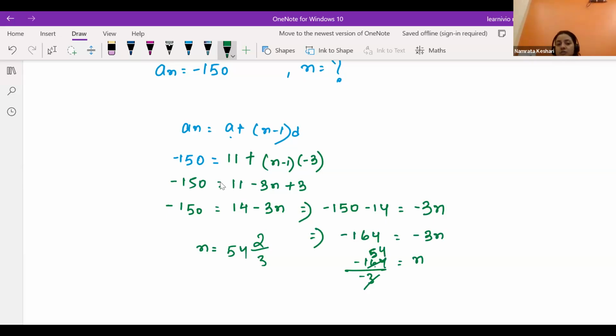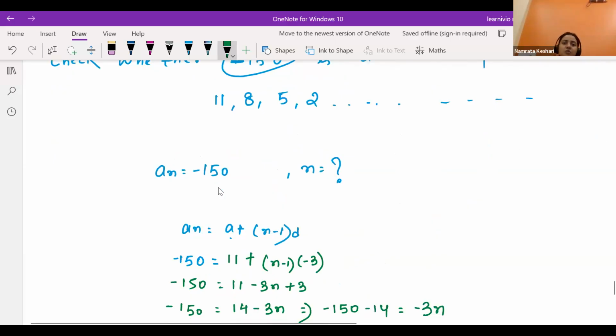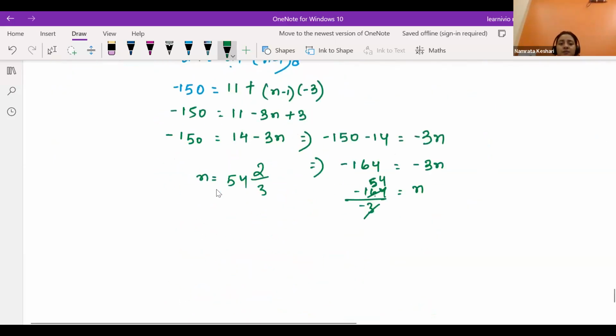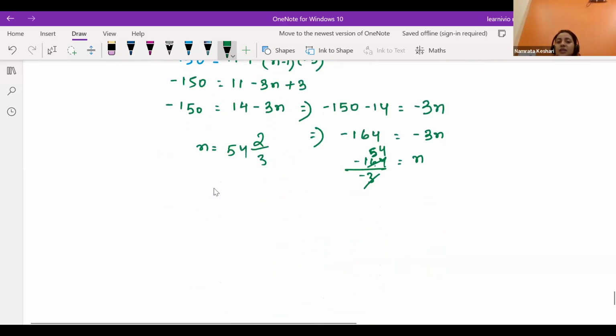We are getting a mixed fraction, a decimal. Is it possible to say that at 54 point something, at that place minus 150 is sitting? Is it making sense that anyone in the class got the rank 54 point something? No, because it has to be exact, right? In order for this to be a term, n has to be a whole number. So it is not making sense.